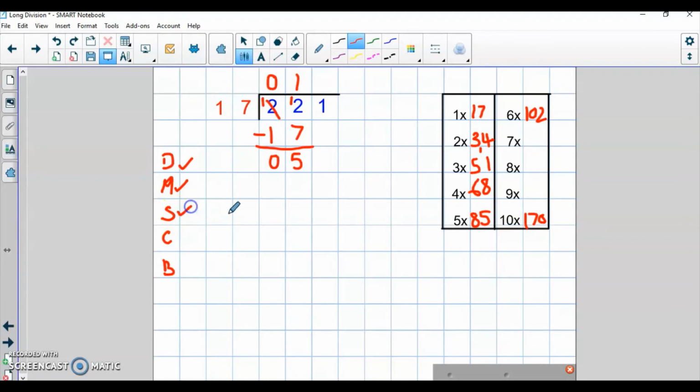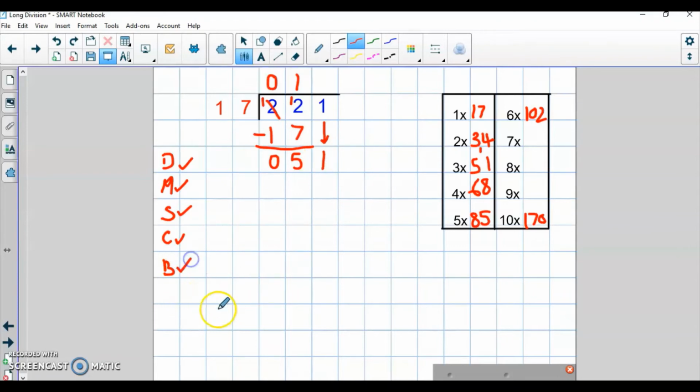Subtract. Done. Am I happy with that? 22 divided by 17, one whole group, that's 17. 17 add 5 is 22, so that must be right. I've done my subtraction correctly. Cool. Done that step. Next, bring down the next digit.